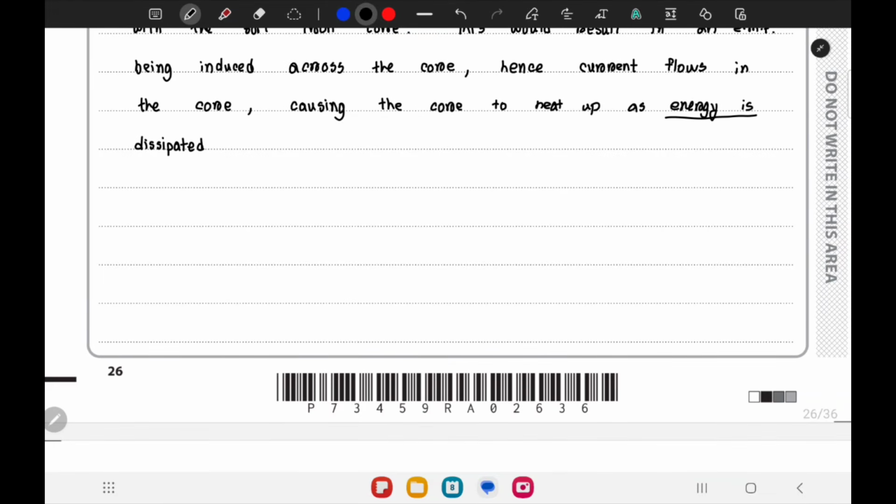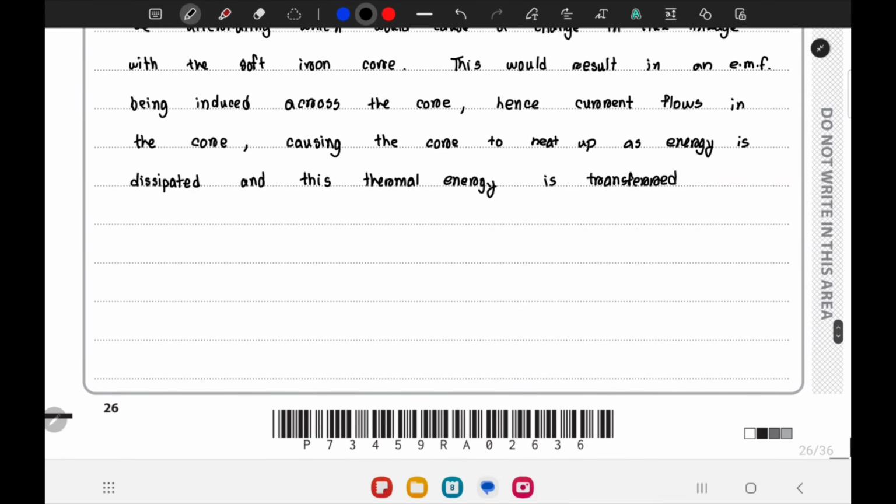We need to write about the source of energy for the thermal energy as well. So basically some of the electrical energy would be dissipated as heat. And this thermal energy is transferred to the kettle through conduction, since they're metals in touch.